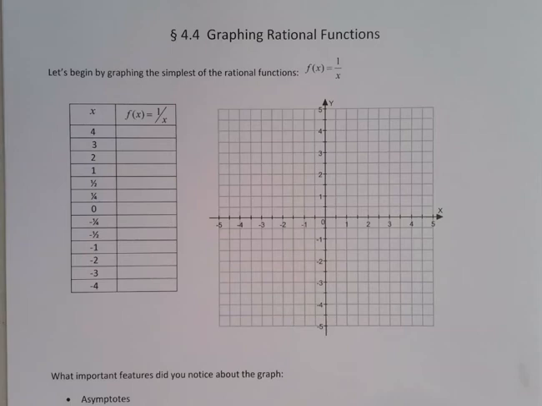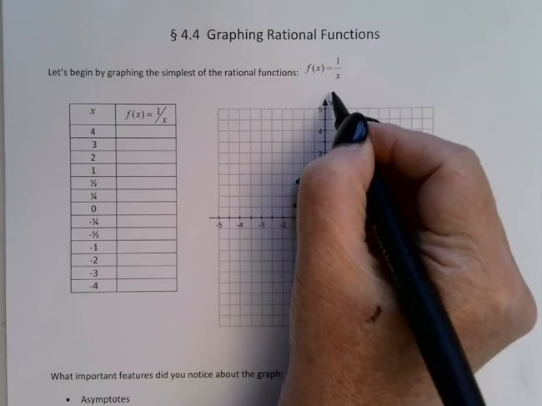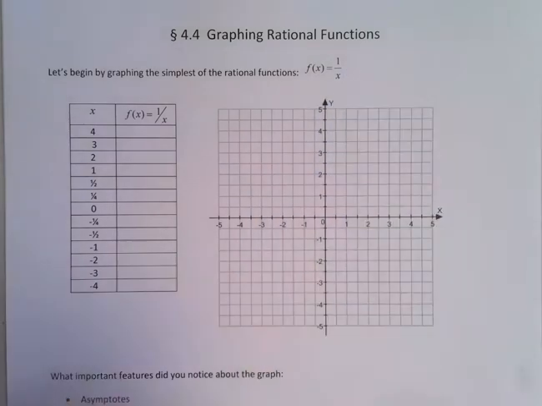This is Math 139. We're looking at section 4.4. We've been working with rational functions, or algebraic fractions, and in this section we're going to take a look at what their graphs look like. I'm going to start with the simplest possible rational function, just the algebraic fraction 1 over x.